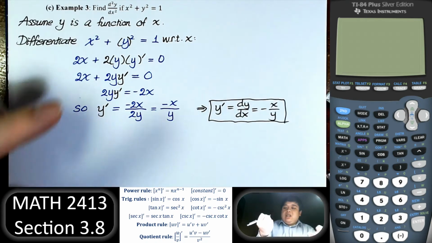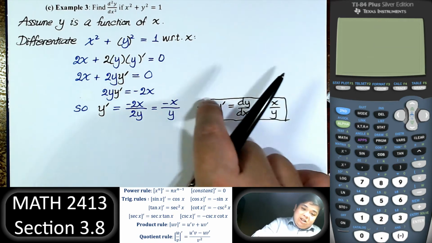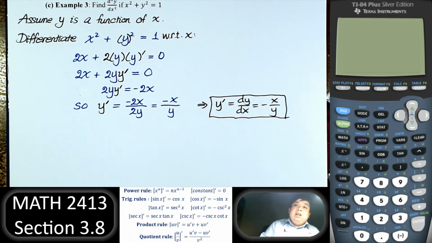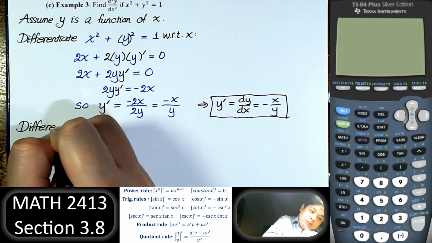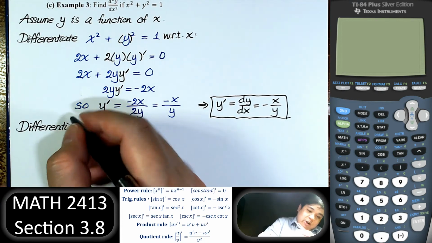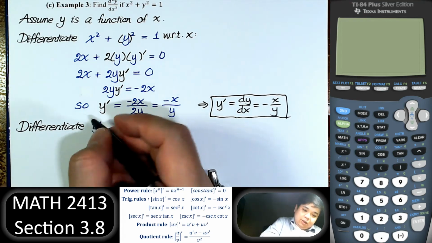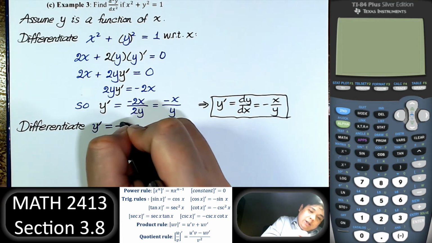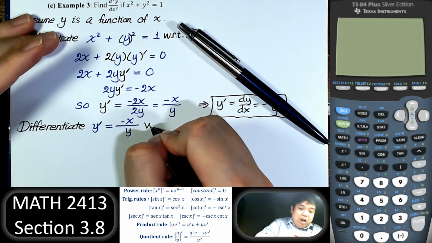The question wants the second derivative, meaning that we have to take the derivative of this once again. So what we do is differentiate this with respect to x one more time. Derivative of derivative is the second derivative. So differentiate y prime equal to negative x over y with respect to x. So we do that 2 times, we have the second derivative.